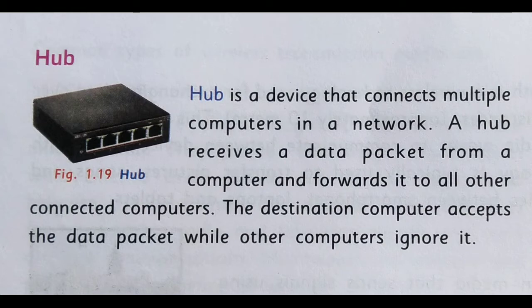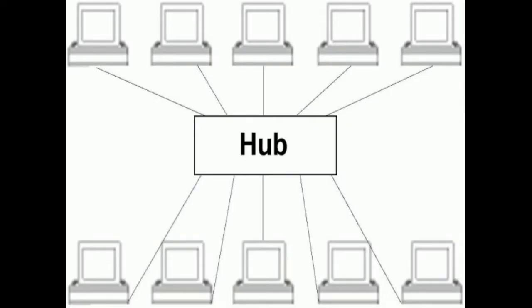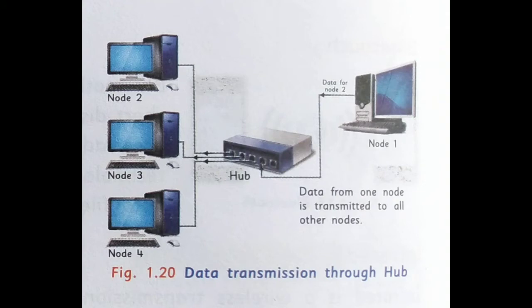What is a hub? A hub is a device that connects multiple computers in a network. A hub receives a data packet from a computer and forwards it to all other connected computers. The destination computer accepts the data packet while other computers ignore it. So this is an example of how data transmission is done through a hub.